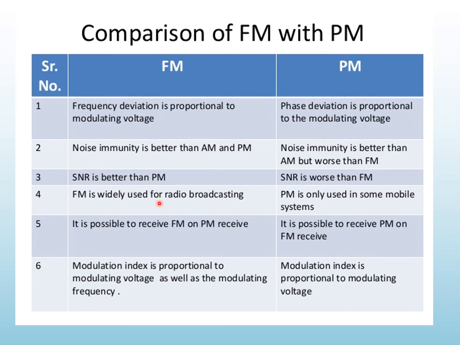Frequency modulation is widely used for radio broadcasting. Phase modulation is widely used for mobile systems. And you can receive FM on a PM receiver, and it is also possible to receive PM on the FM receiver. In FM, the modulation index is proportional to the modulating voltage as well as the modulating frequency. Here in PM, the modulation index is proportional to the modulating voltage. It does not depend upon the frequency value.